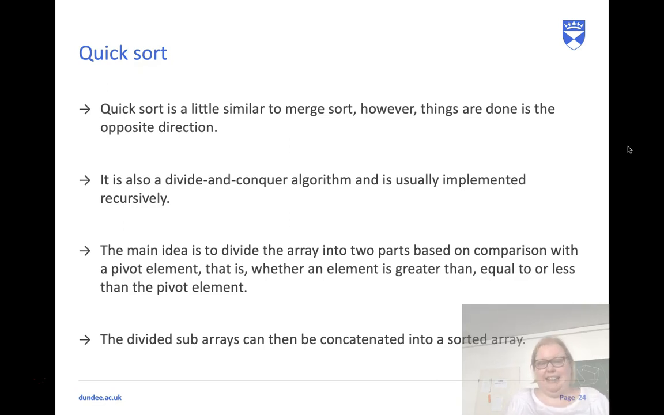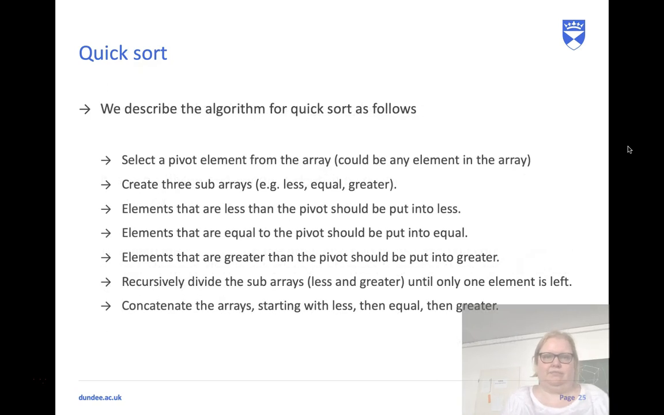The main idea behind Quicksort is to divide the array into two parts based on a comparison with what's called a pivot element. That is whether an element is greater than or equal to or less than the pivot. Then divide the subarrays in the same way, and then they can be concatenated together into a sorted array. So let's see an example of the algorithm in practice. Oh, actually, no, we're going to describe it first. Okay. I did make these slides, but sometimes you forget what order they're in.